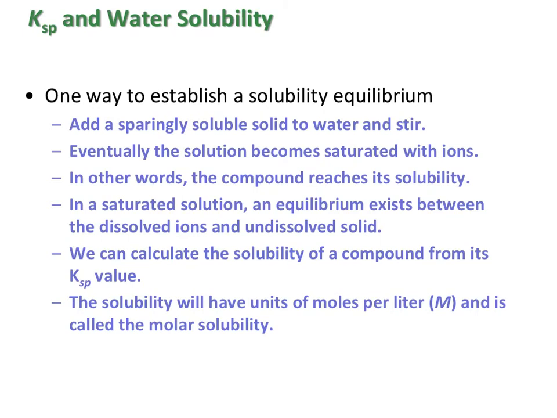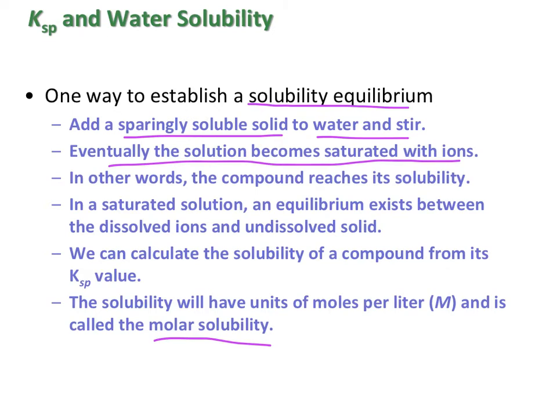So what we just calculated actually was something called molar solubility. So that is the total amount of dissolved ions in solution. So the way that you can establish this solubility equilibrium is you'll add your solid that we consider mostly insoluble, sparingly soluble, into your water and stir. Eventually the solution becomes saturated, at its own point. It's not going to be a lot, but it'll be saturated with ions. So in other words, the compound reaches its total solubility. So in this saturated solution, equilibrium exists, and that's why we can calculate the Ksp.